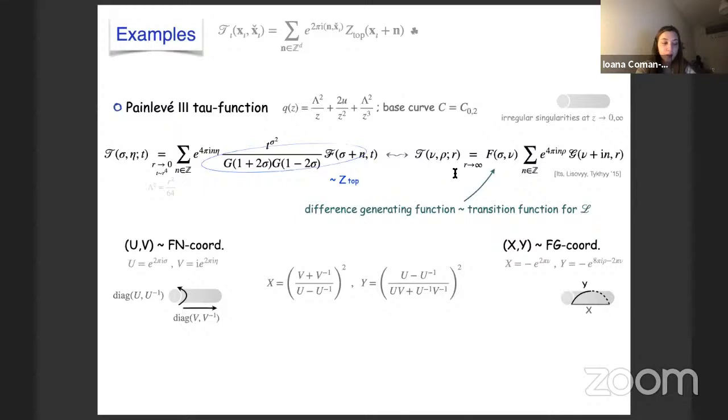And now, furthermore, the point to note is that this function has a different normalization. These two generalized theta series expansions are related by this function, which is a difference generating function that gives the change of coordinates between the two regimes. And this is an example of the transition function for the line bundle on the moduli space of quantum curves that I have introduced when giving the preview of the big emerging geometric picture.